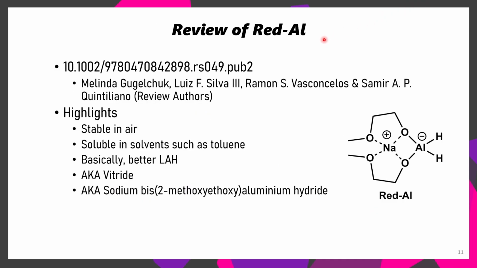The next reagent we're going to discuss is Red-Al, also known as Vitride. Some benefits of this reagent are that it's stable in air, it's soluble in solvents such as toluene, and you can actually buy this as a 65% solution in toluene. And to simplify it, it's basically a better version of LAH.